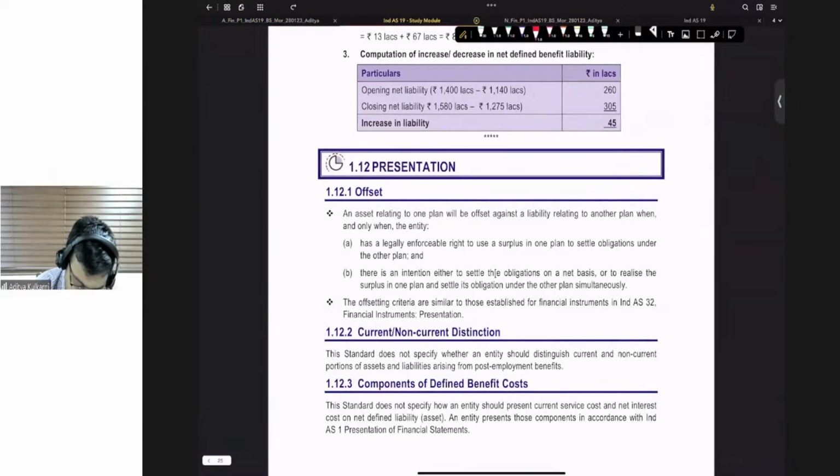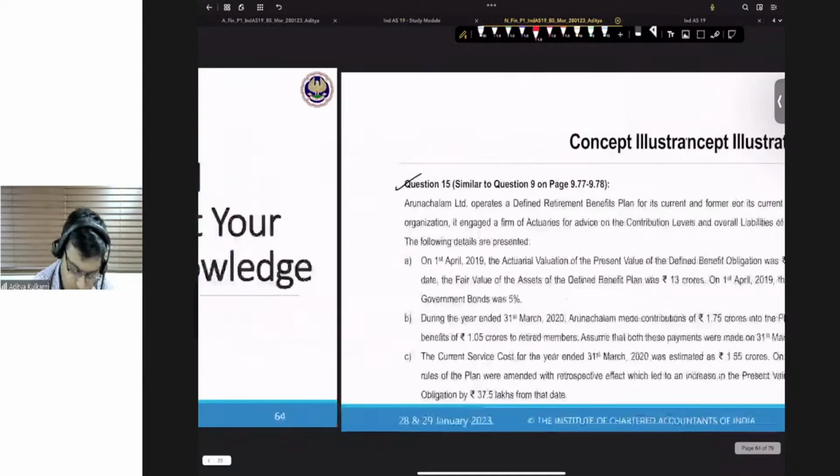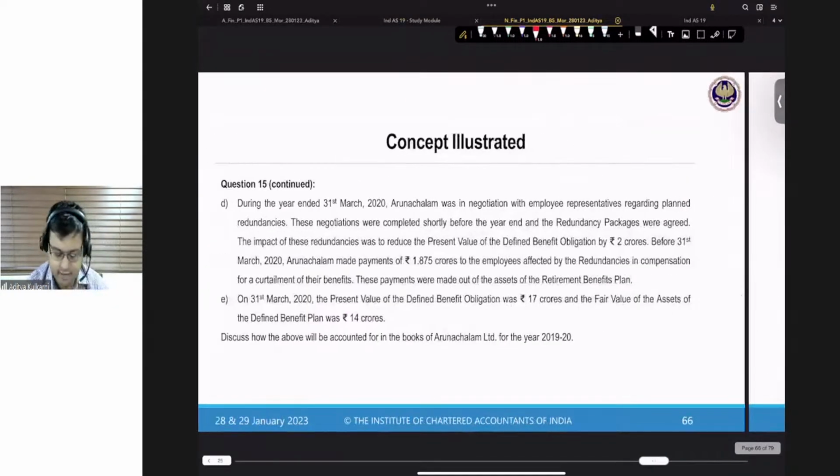So this you can do for homework. It is very easy. There is no curtailment and settlement here. Just opening obligation, closing obligation, interest, opening assets, closing assets, contributions and payouts. Just this much is there. So question number 9 should now be easy for you to solve. Okay, so question 15 is done.